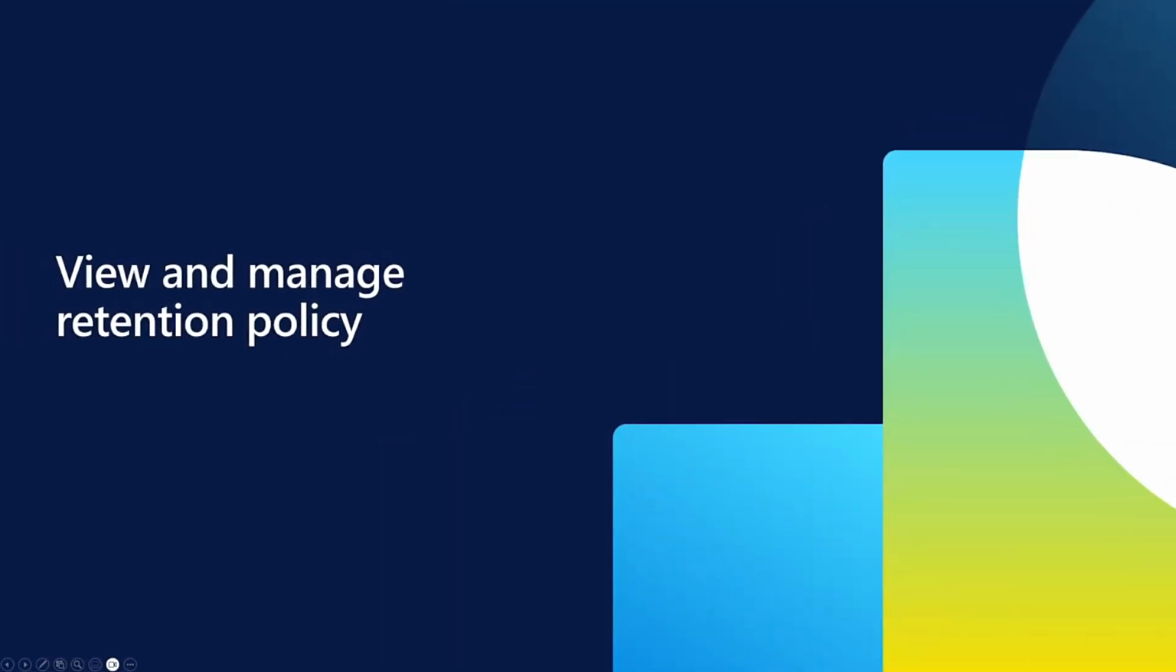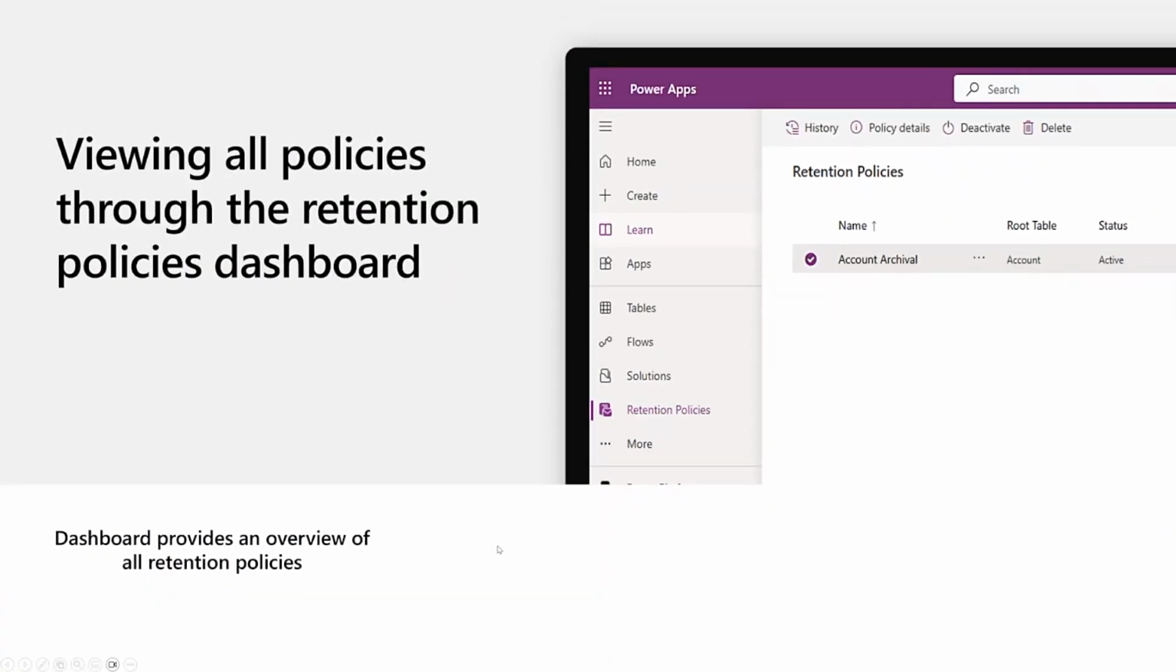Now, viewing and managing the retention policy. Once you create a retention policy, what are your options in terms of managing the policy? Within the retention policies section in the maker experience, you will have all the listed policies that you have created. Once you select one of the given policies, a few other options emerge on your command bar with buttons like history, policy details, deactivate, and delete.